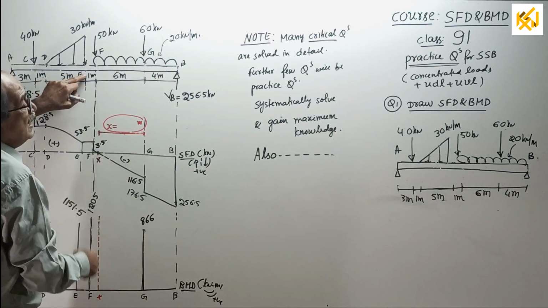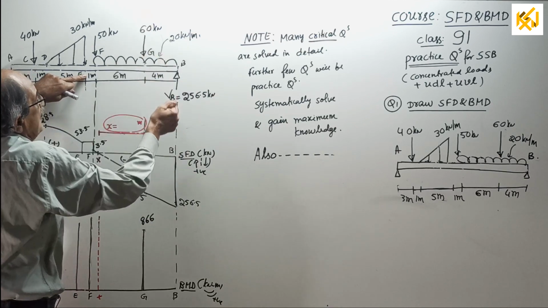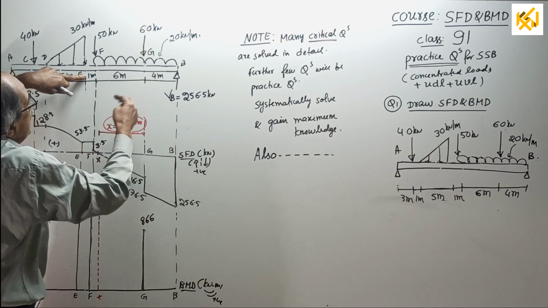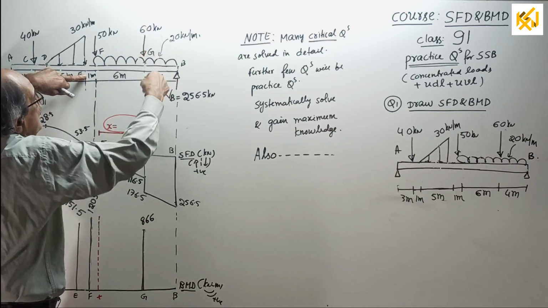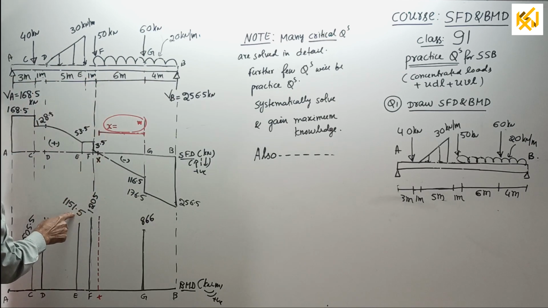1151.5. Or, if you are afraid of triangle, look this side, plus 256.5 into 11, minus 60 into 1, minus 60 into 7, minus 20 into 10 into 1 plus half of 10. You will get the same answer.